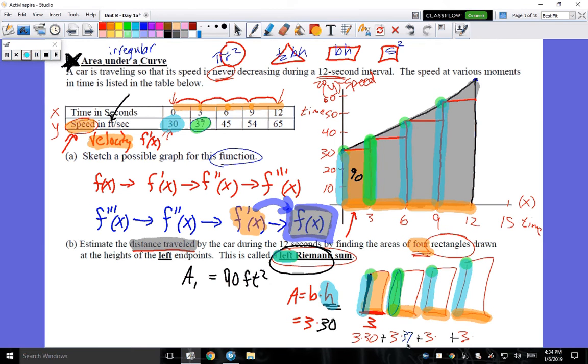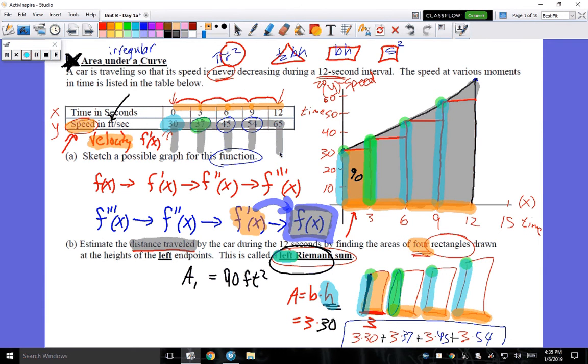And then the left one at 6 is going to be 45, and you should start seeing it right now. And the left one at 9 is going to be 54. Okay? Notice when we're doing a left Riemann sum, if you wanted to visualize, this is how I would eventually like you to do after with practice, is to visualize these rectangles are going to be right here.